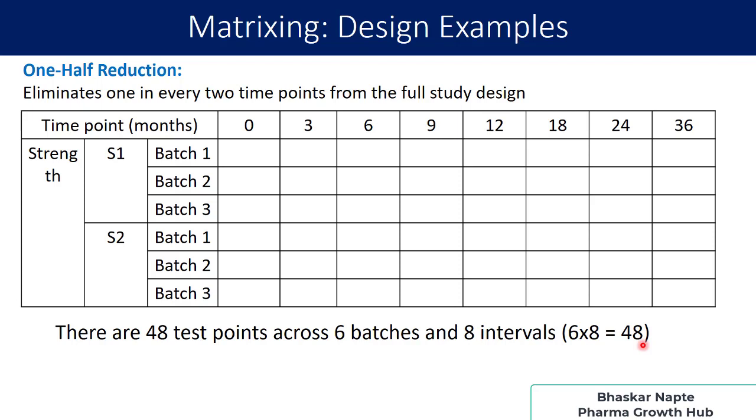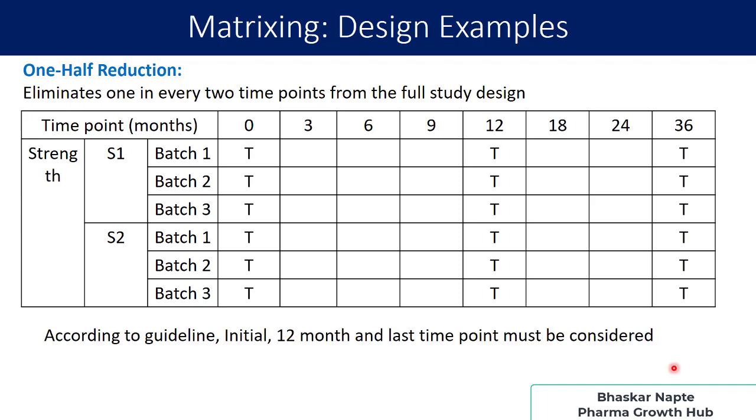And you have planned to test this product at initial, 3, 6, 9, 12, 18, 24 and 36 months. So altogether, if you calculate the number of testing points, how many are there? There will be 48 test points across 6 batches, 3 from S1 strength, 3 from S2 strength, and across 8 different intervals. So there will be 48 testing points.